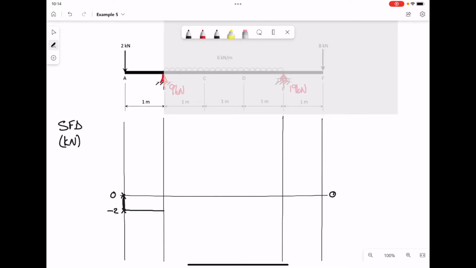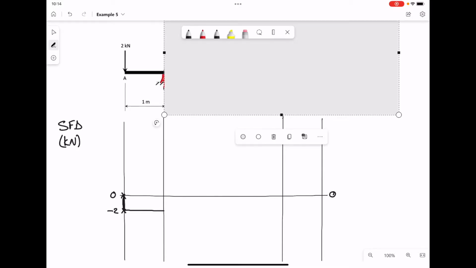is a value of 9 kilonewtons, and that will cause a jump upwards, because the reaction is going upwards, a jump upwards of 9. So we're currently at a value of -2, and add 9 to that, and that will give us a value of 7. We can plot in our vertical jump up of 9.